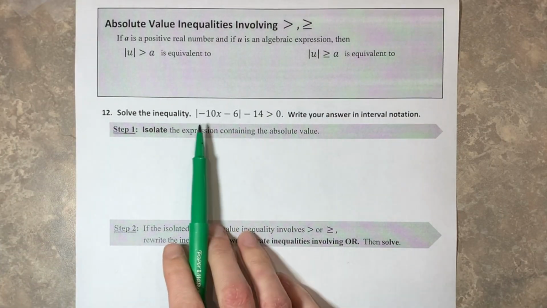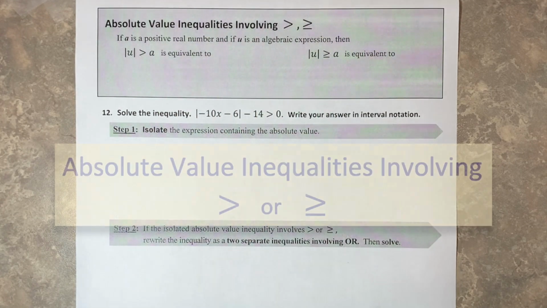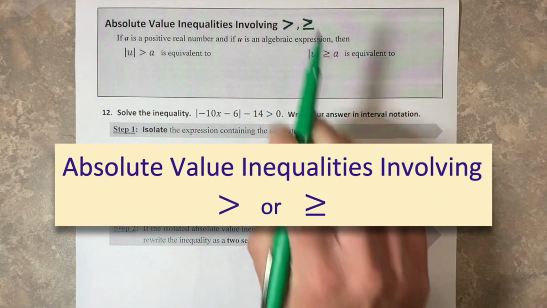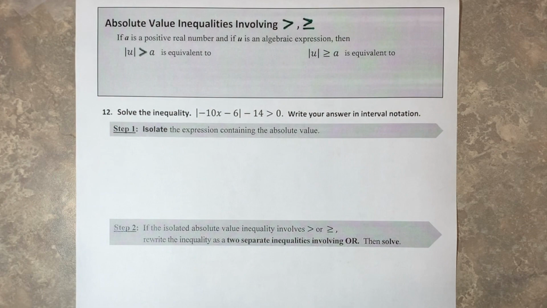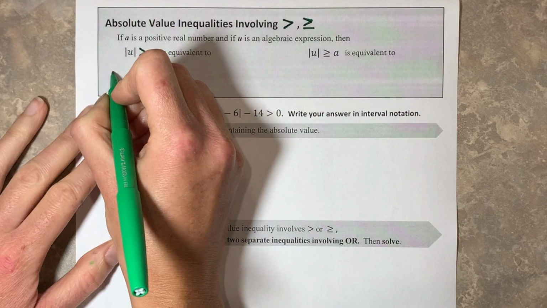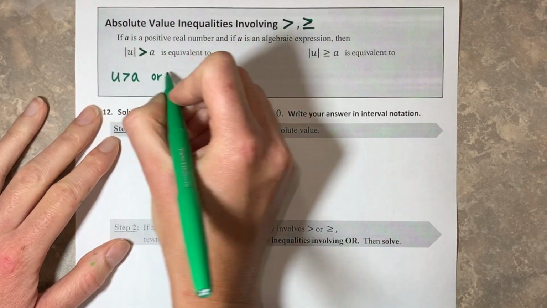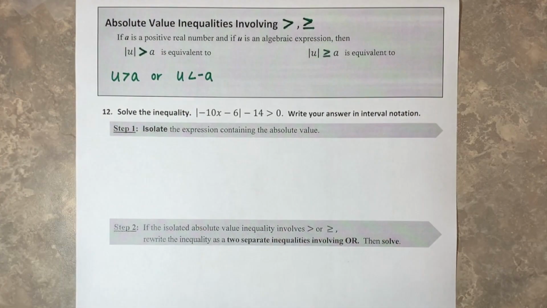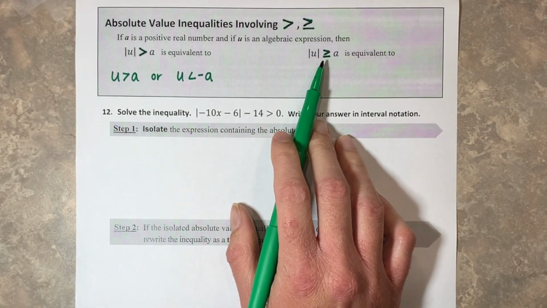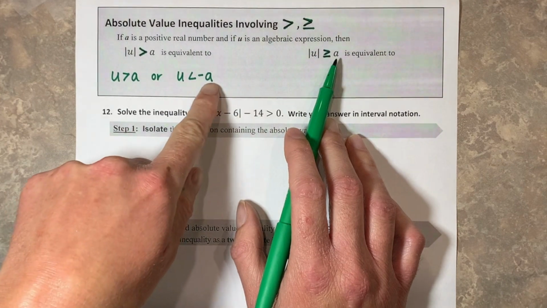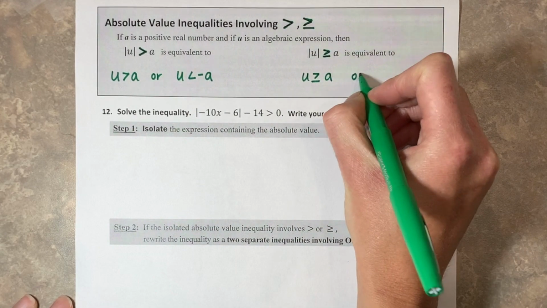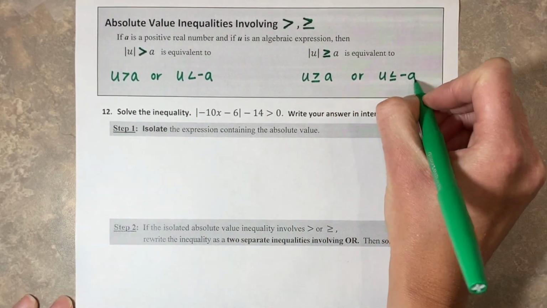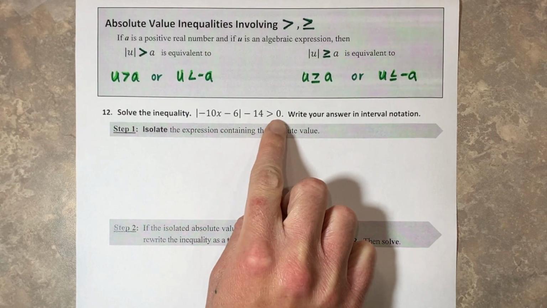Before we look at our next couple examples, let's write the general rule for solving absolute value inequalities involving greater than or equal to symbols. If you have the absolute value of some quantity u is greater than a, we solve this by writing the 2 inequalities, u is greater than a, or u is less than -a. If you have the absolute value of u is greater than or equal to a, we solve this by writing 2 very similar inequalities. We say u is greater than or equal to a, or u is less than or equal to -a.